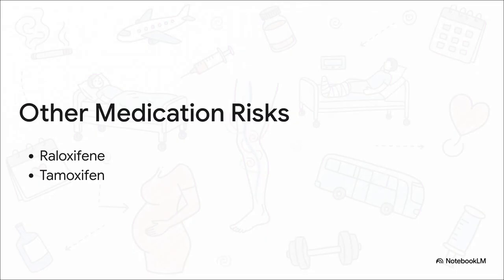And we can't forget these two big ones, raloxifene and tamoxifen. They're both what we call SERMs, selective estrogen receptor modulators, and you'll see them a lot in the context of breast cancer. And yes, they are very well known for increasing the risk of VTE. A big part of how they do this is by messing with that delicate balance of pro- and anti-clotting factors in the blood.